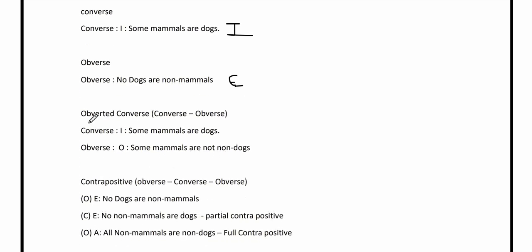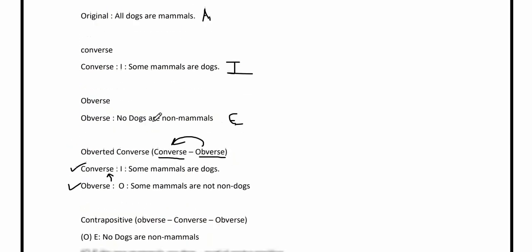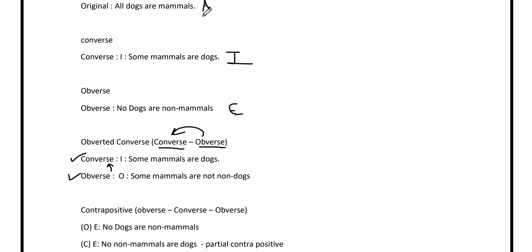Now let's go to the obverted converse. In obverted converse, we start with conversion first and then do the obverse of this converse. Very simple. I'll repeat again. In obverted converse, we first do the converse and then do the obverse of the converse. We will do it with an example here. "All dogs are mammals." When you convert it, it goes into I. We already did that. So "Some mammals are dogs." So first we did a converse.